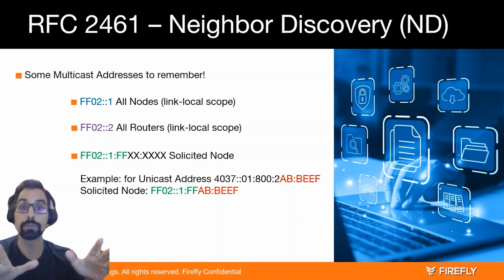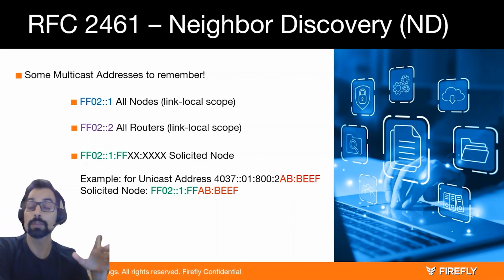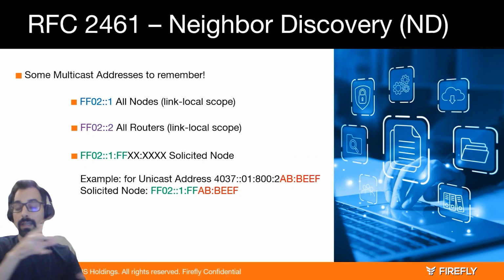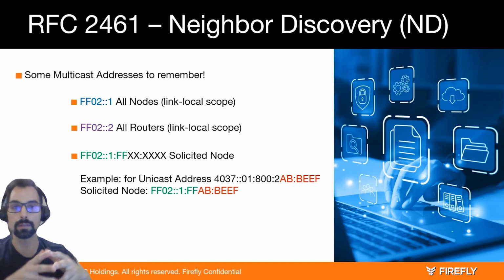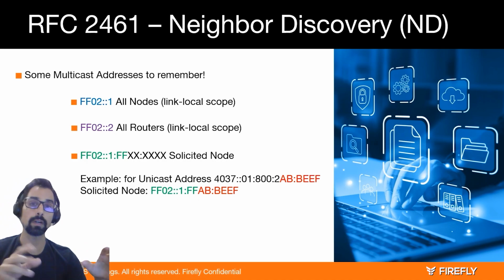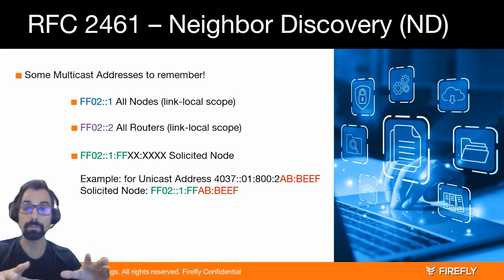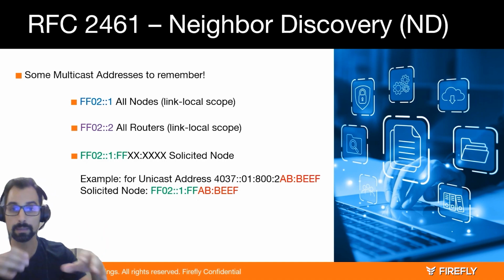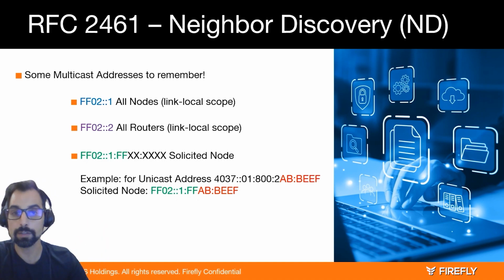So first of all, I want you to remember these important multicast addresses. They are very related to neighbor discovery and all that happens in the link local environment. So first of all, FF02::1 all nodes. Remember, when we say nodes in IPv6, we're speaking about both routers and hosts within that link. Then just routers is going to be FF02::2.